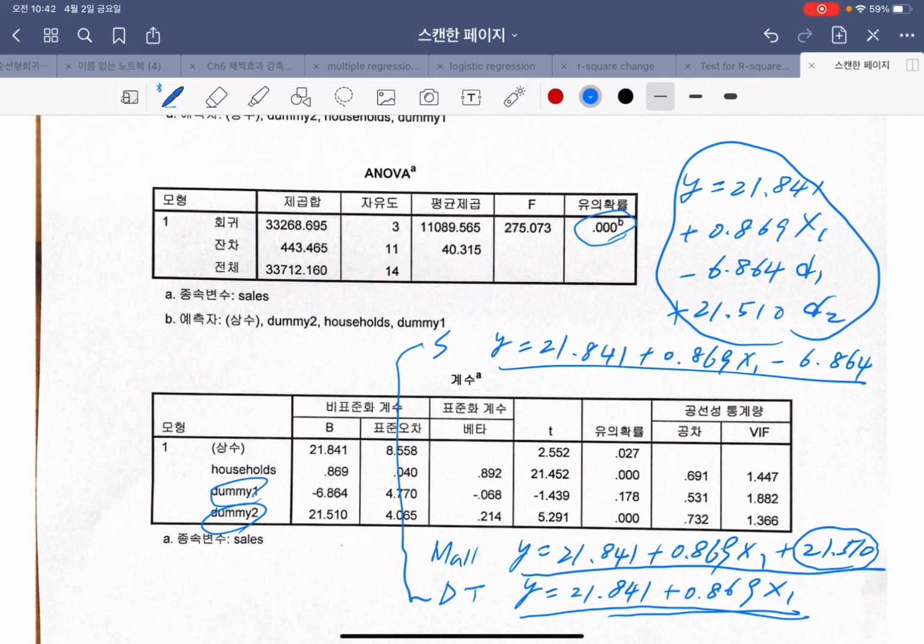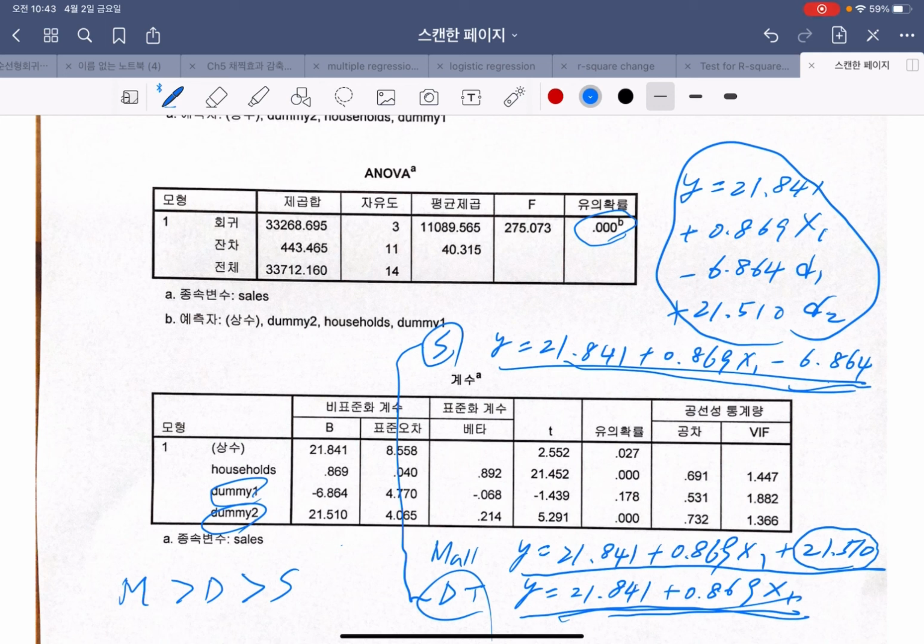So let's compare street and downtown. This one is street and the downtown here. If you look at the regression equations here, you see downtown has a higher sales. On average, how much? On average, 6.864. So in terms of sales, mall has the highest sales, and then downtown and street.